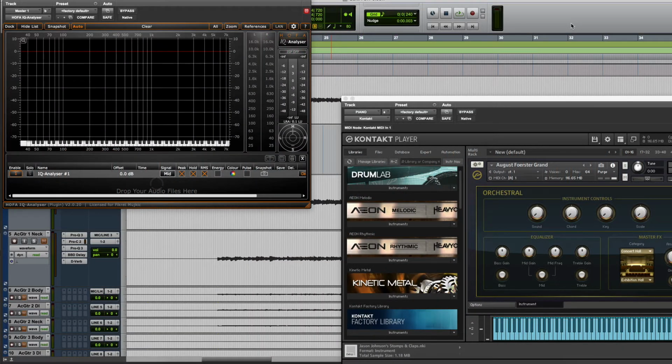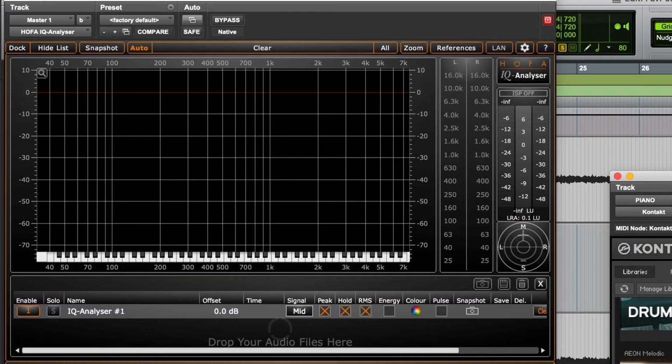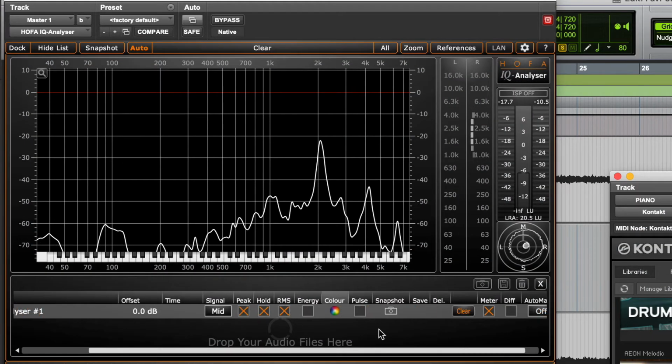Let's double check in reality. Here is my piano, and with the help of an analyzer, I'm able to see what happens when we play one single note. Let's try with C7. According to our cheat sheet, it should be at 2093 hertz. On the scale below, we can read here the 2000 hertz or 2 kilohertz, and just to the right is our main frequency from the C7 note, 2093 hertz.